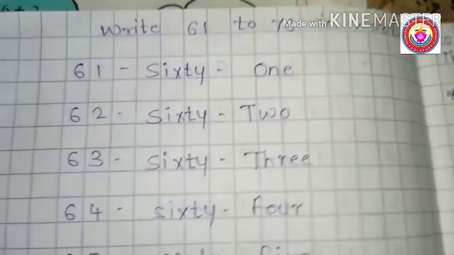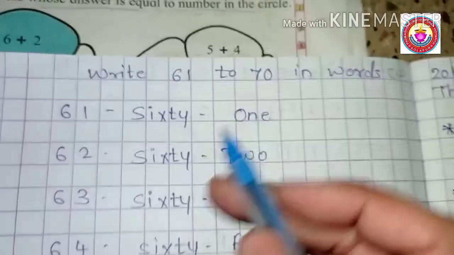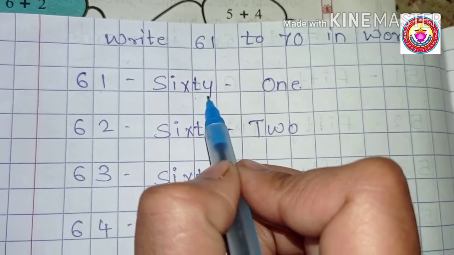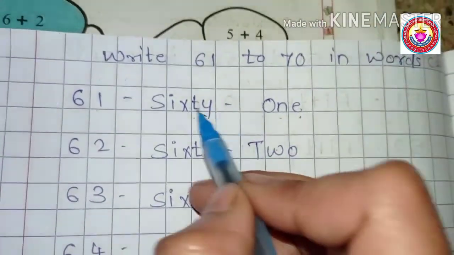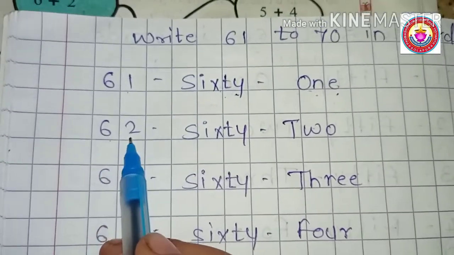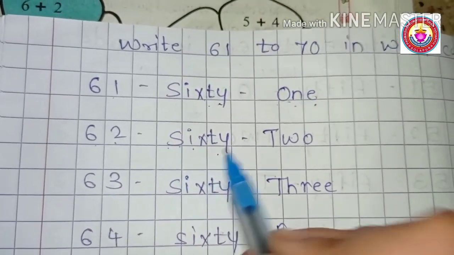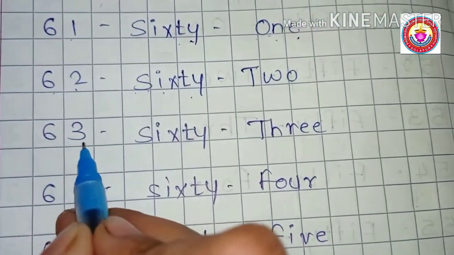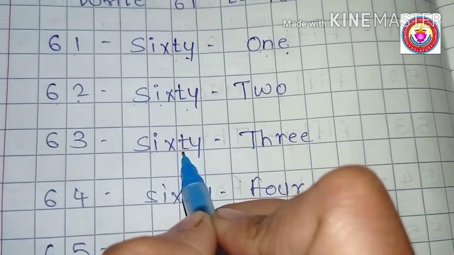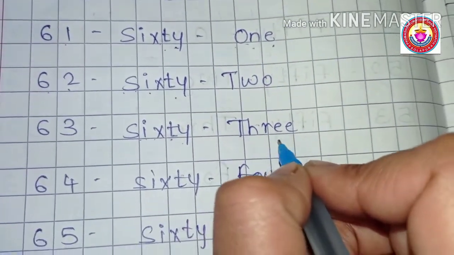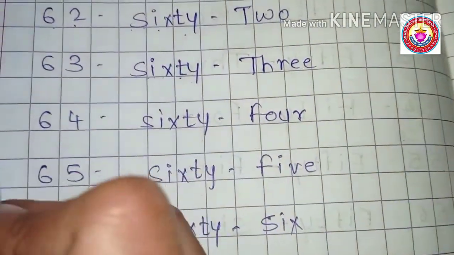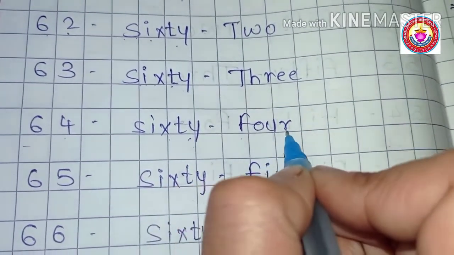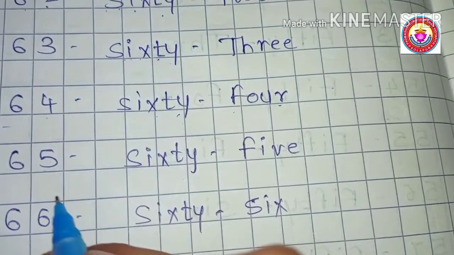Now numbers from 61 to 70. 61: S-I-X-T-Y, 60, O-N-E, 1, 61. 62: S-I-X-T-Y, 60, T-W-O, 2, 62. 63: S-I-X-T-Y, 60, T-H-R-E-E, 3, 63. 64: S-I-X-T-Y, 60, F-O-U-R, 4, 64.